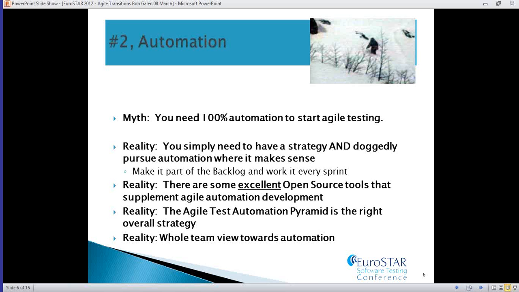The reality is you want to foster a whole team view where you're a partner in developing that strategy. You're probably championing the pyramid strategy, but you're not writing every test. You're not automating every test. You're trusting your development colleagues to help. You're partnering with them, and they're contributing to that mix. And they're actually contributing mightily.